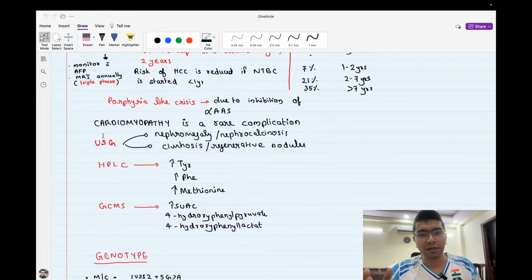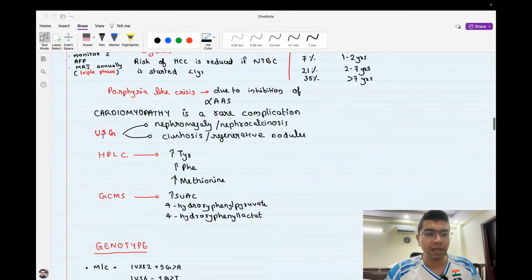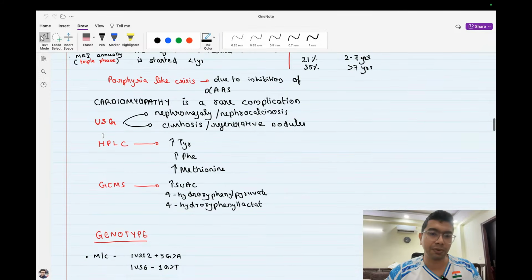Cardiomyopathy is a rare complication reported in some case series. However, we hardly see cardiomyopathy. In USG, we see nephromegaly or nephrocalcinosis because of renal involvement. There can be liver cirrhosis and regenerative nodules.